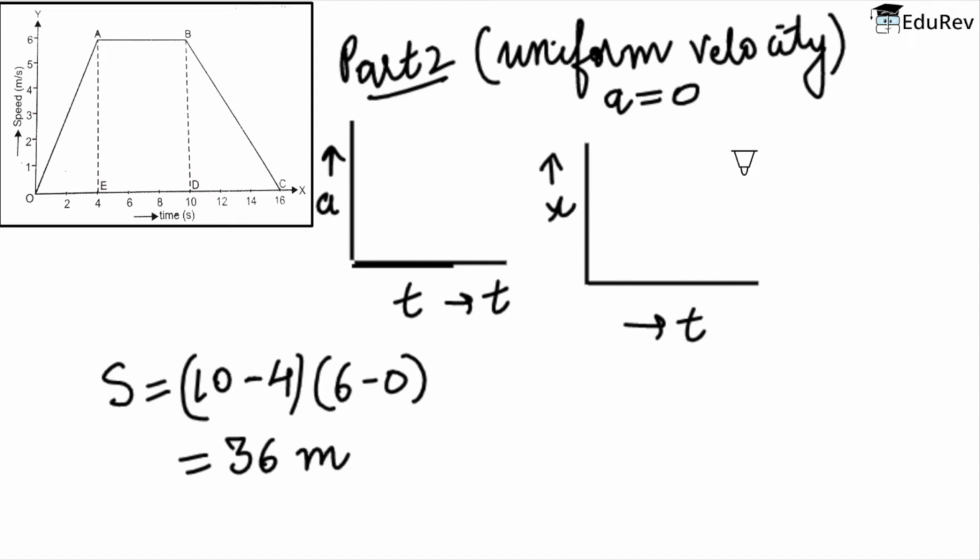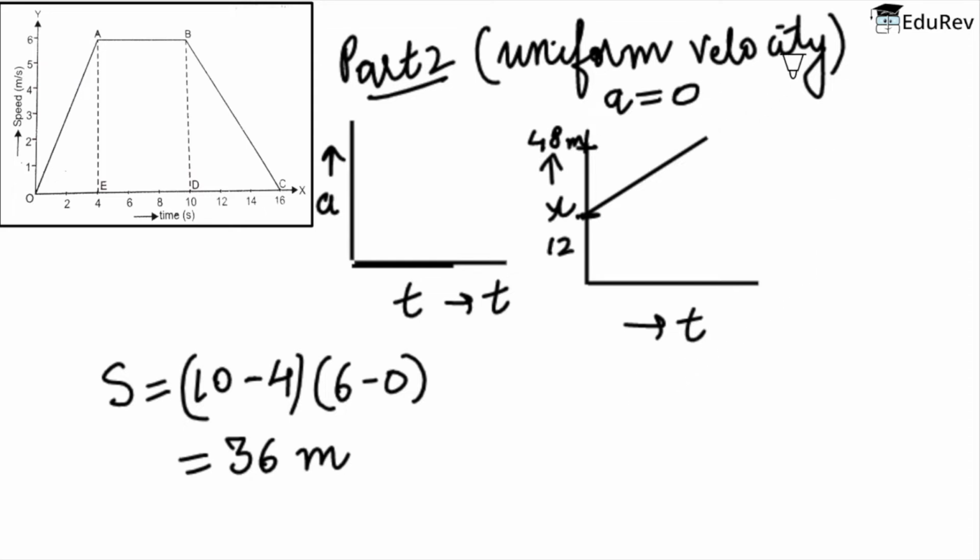Again, for a constant velocity motion or uniform motion, we know that the XT graph is a straight line. From the previous part, we know that our initial position was 12 meters, and now we traveled 36 meters at a constant velocity. So our final position would be 12 plus 36, that is 48 meters. So this is our XT graph or the distance graph for the second part.